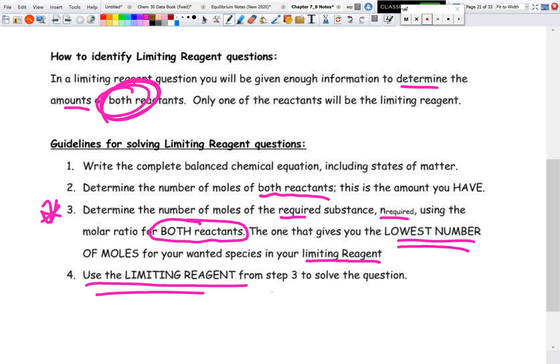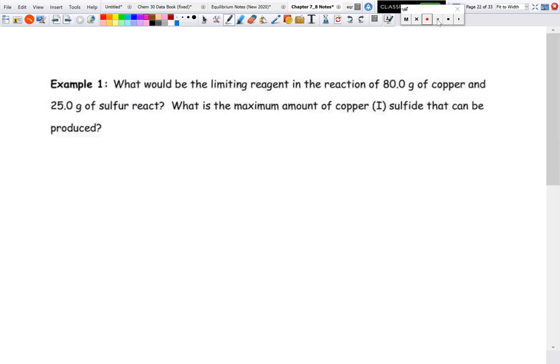So yes, there's just a little more work that needs to be done, but for the most part, as long as we can get to step 3 where you find the number of moles of your wanted substance twice and then use the lowest number for step 4, you're going to be okay. So let's look at one of the examples on the next page.